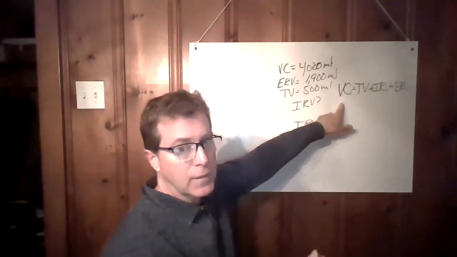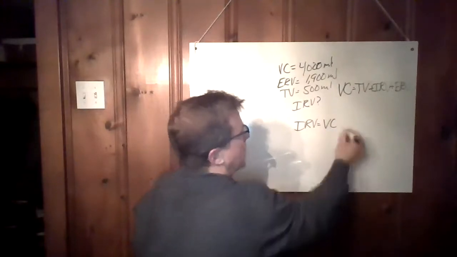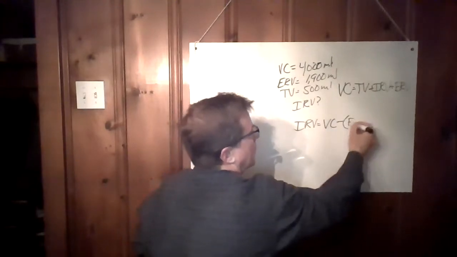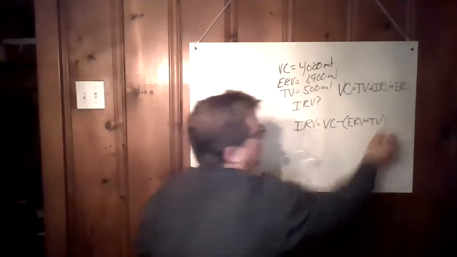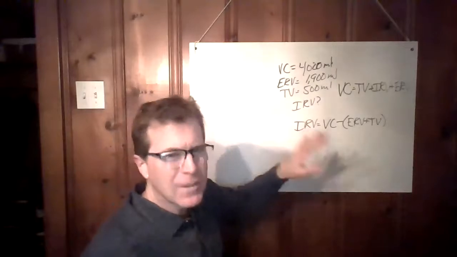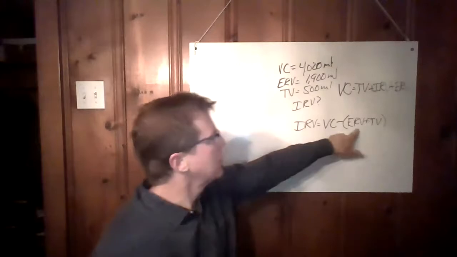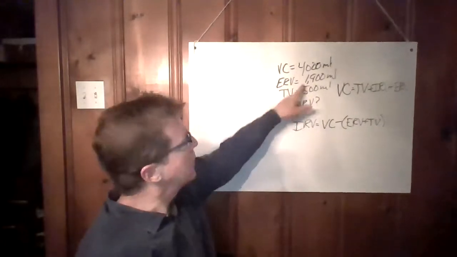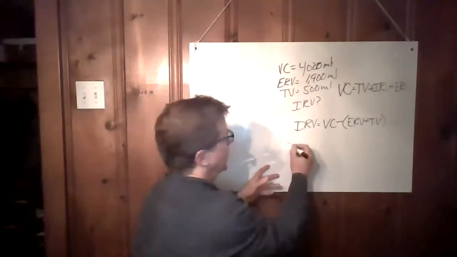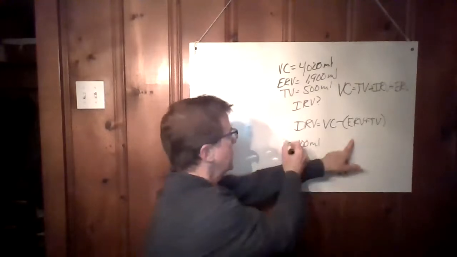For IRV, all we're doing is rearranging this equation algebraically, sort of like when we did the MAP. IRV equals VC minus (ERV plus TV). When I give students this equation, this is what I recommend. If you're mathematically challenged, no problem. Take these two numbers, ERV plus TV, and add them together. So 1,900 plus 500 is 2,400 mils. That's what's in the parentheses.